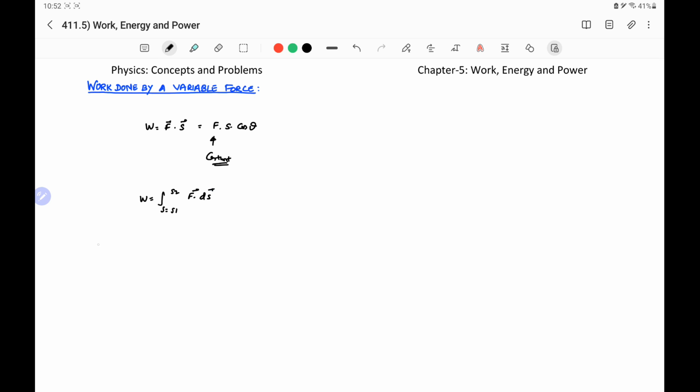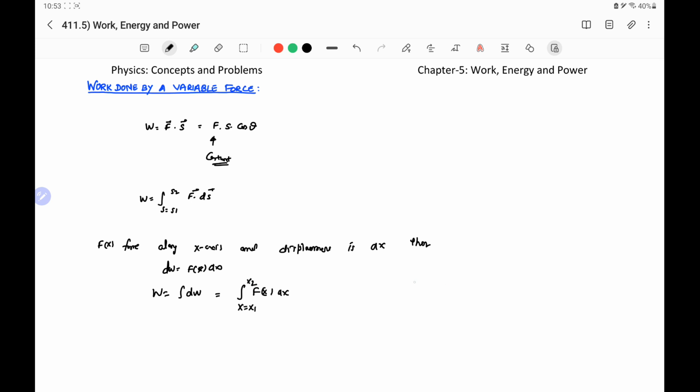For example, if Fx is the force along the x-axis and displacement is dx, then elementary work dw will be equal to Fx dx, and total work will be the integral of this elementary work. This will be equal to the integral of Fx dx, where x goes from x1 to x2. We can show it graphically.